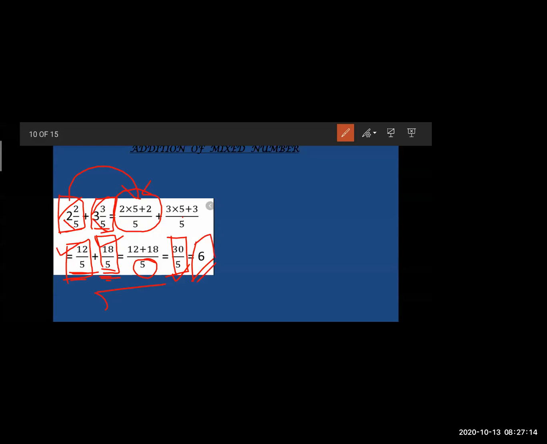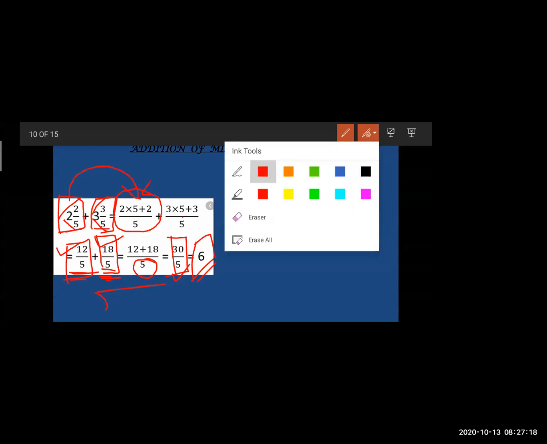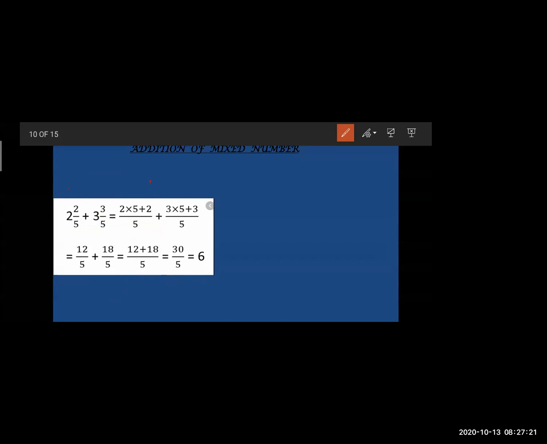Okay, so what we have done is addition, the addition of 2 upon 5 plus 3 upon 5, and we got the answer as 6. This is called a solution. Now here we have not converted. In the first slides we have just converted and we got the same value as an answer. But here we have done a solution. We have found out the solution and we got the answer as 6.